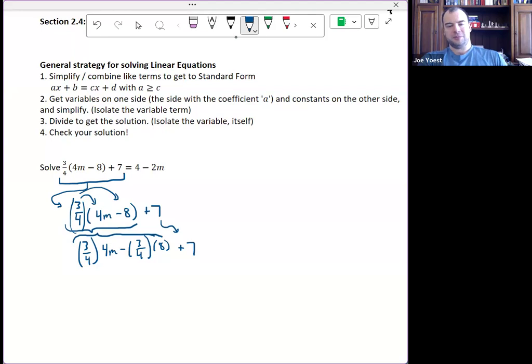All right, 3/4 times 4. Well, my 4s divide out. That's just 3/4 times 4 over 1, right? Or 3 times 4 divided by 4. This just gives me 3m minus 3/4 times 8. Again, that's 3 times 8 over 4, or, well, the factor of 4 and the 8 divides out, gives me 3 times 2, or 6.